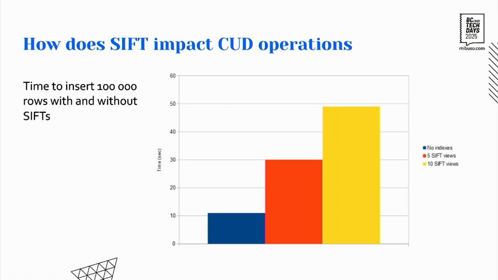Now let's look at the other side: the writing and updating. This is the chart inverted. It shows how long it takes to actually insert 100,000 rows with and without SIFT keys. So now the blue bar is without indexes here. It takes about 10 or 11 seconds. The red bar is with 5 SIFT views. So we already take it to 30 seconds, and then with 10, we almost go to 50 seconds. So an increase of almost 40 seconds, or what is it, 400%, by adding 10 SIFT views.